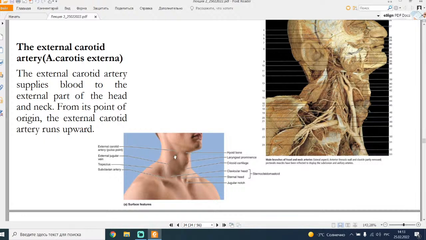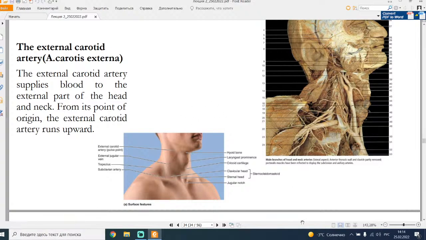This is the pulse point. You see the laryngeal prominence. This is the site where the common carotid artery divides into two branches. This is the external carotid artery. This is the external jugular vein.